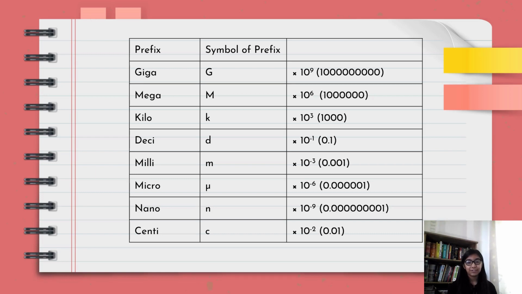The table here shows the most commonly used prefixes in the metric system. We have giga, mega, kilo, deci, milli, micro, nano, and centi. And just like for the physical units, we must also ensure that we are using the correct cases when writing the symbols of the prefixes, whether the symbol is in uppercase or in lowercase.